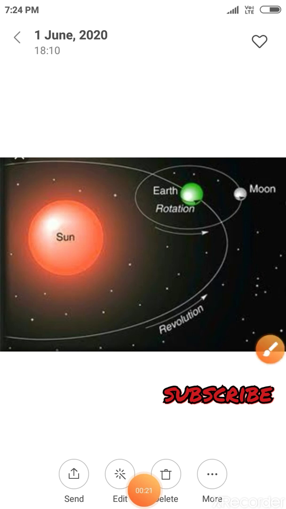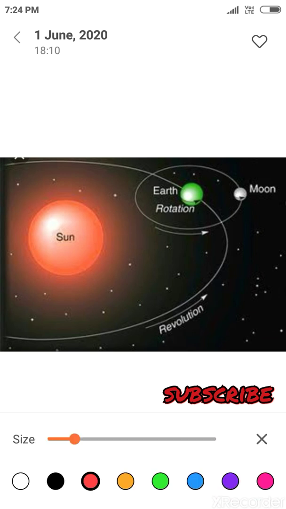Look at this picture. There are two types of motion, rotation and revolution. But I will explain rotation first. Rotation is the movement of the earth on its axis. When the earth moves this way, it takes about 24 hours to complete one rotation around its axis. The period of rotation is known as the earth day.